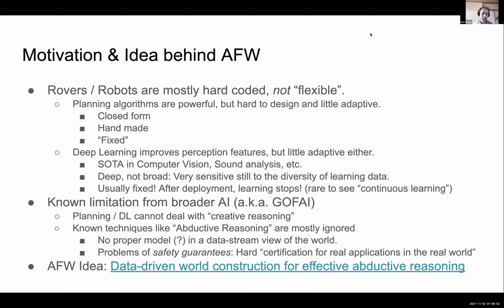Okay, but after there are some known limitations from broader AI concepts. By broader AI, I mean what is now called GOFAI, so good old-fashioned AI, which is more about symbols and so on. These studies are, to some extent, out of fashion now because of the era of deep learning. But still, there is a lot to learn from them.